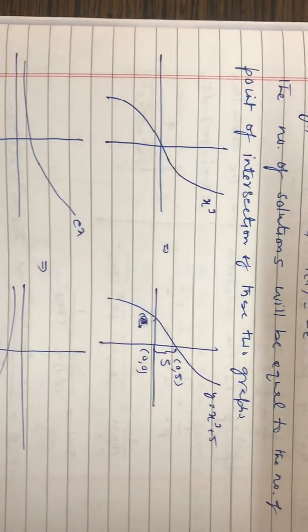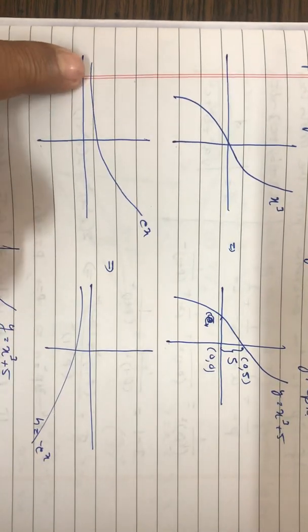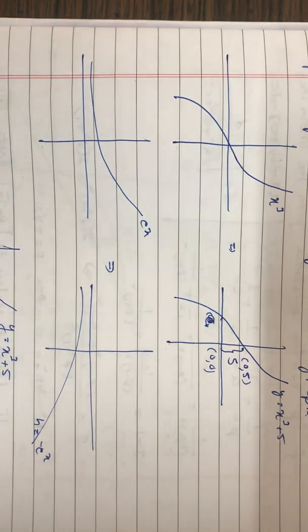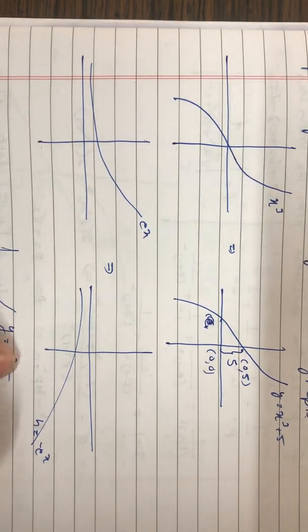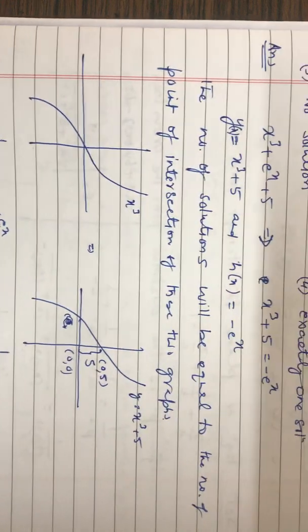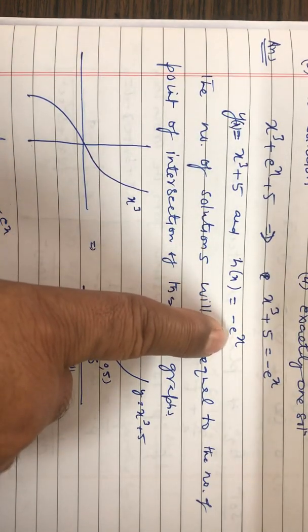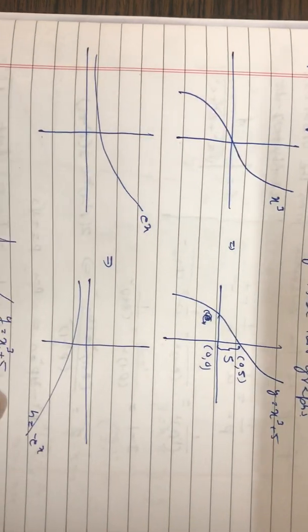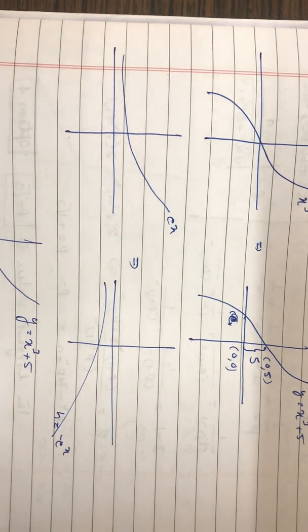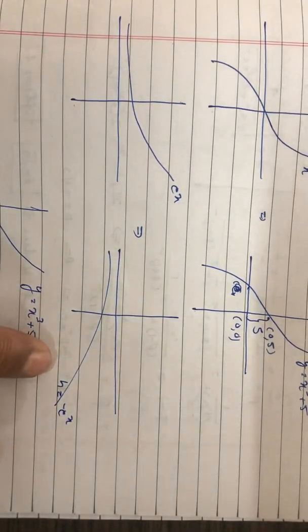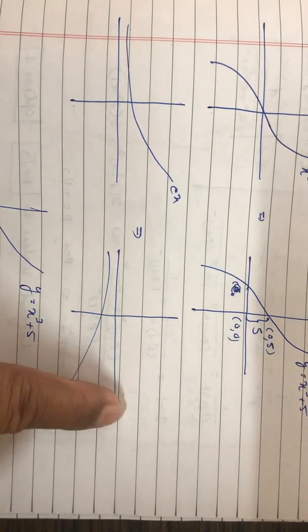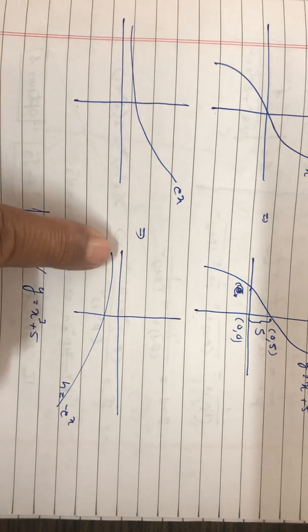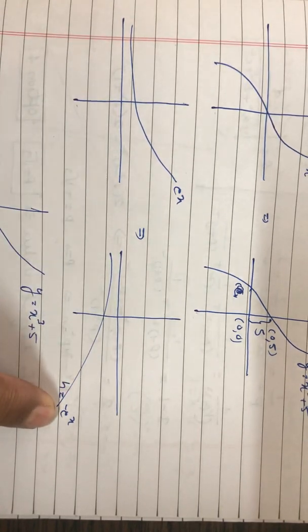Then I plot the graph of e to the power x. E to the power x is basically an increasing function and it is always positive, so the graph would be something like this. But the other function is h of x equal to minus e to the power x. There's a rule that if you multiply a function by a negative sign, its graph will be the mirror image about the x-axis. So the graph of e to the power x is like this, and the graph of minus e to the power x would be like this.